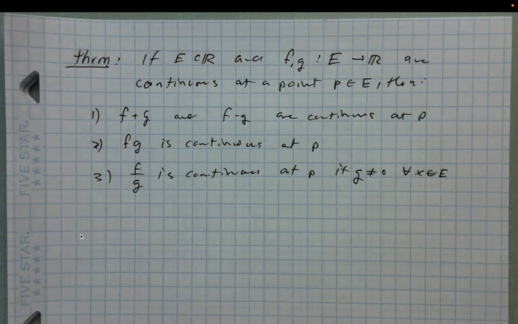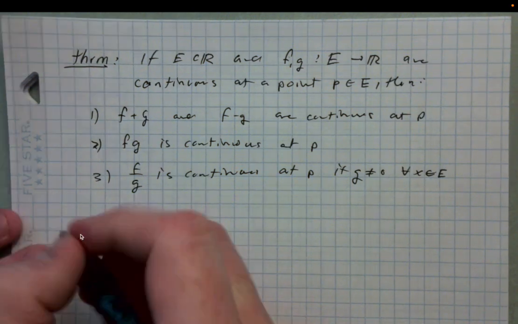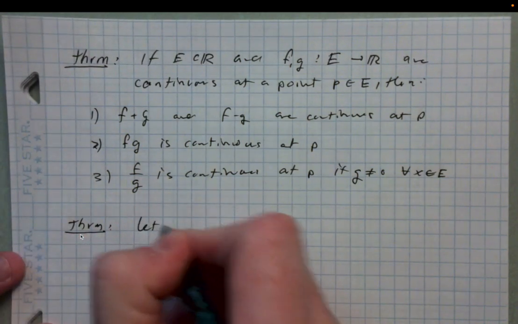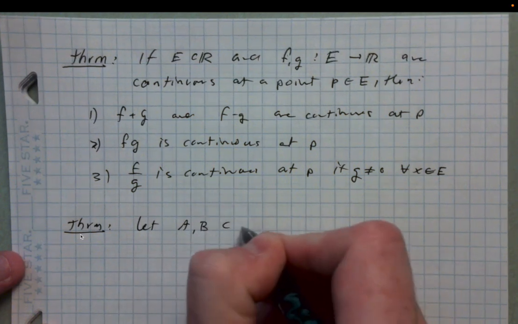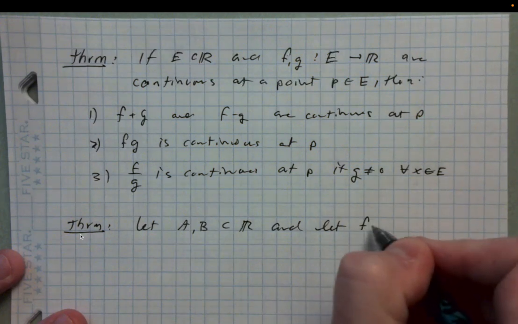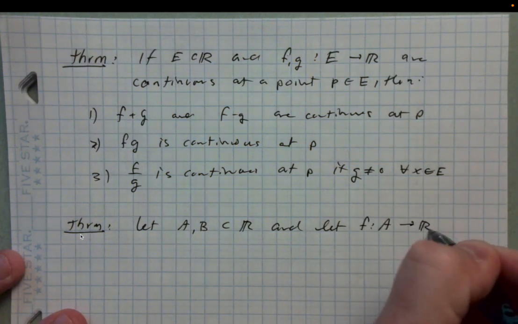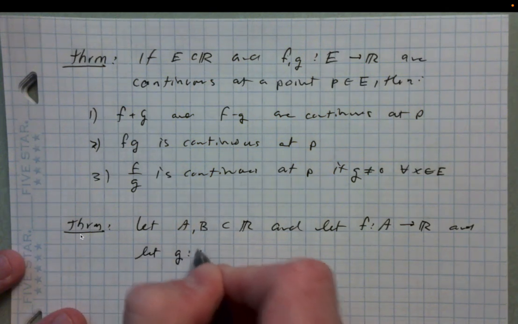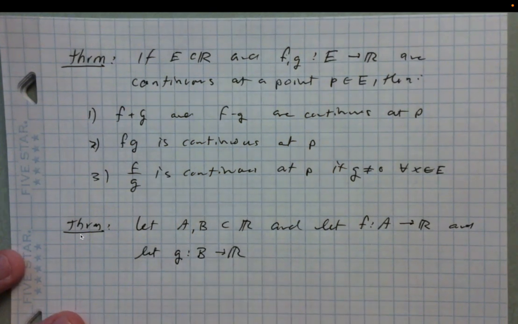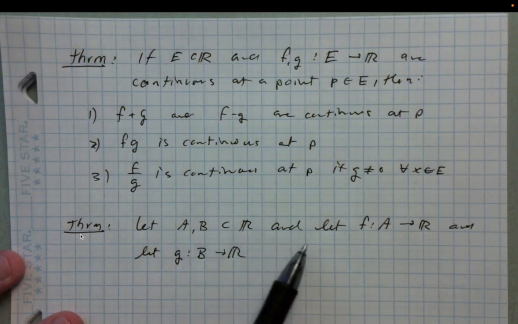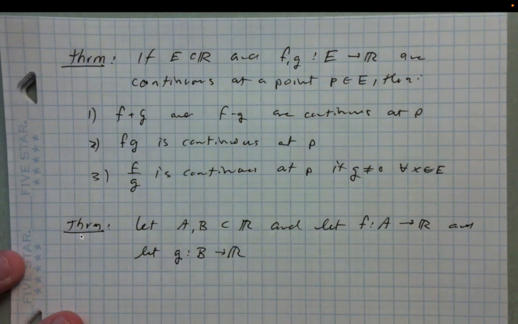And what I want to look at next, though, is one that isn't as easy to prove, and that's the composition of functions. So let's let A and B be subsets of real numbers. And let's let f be a function from A to R, and let's let g be a function from B to R. Okay, so we've got A and B subsets of real numbers, and f is a function from A to R, and g is a function from B to R.